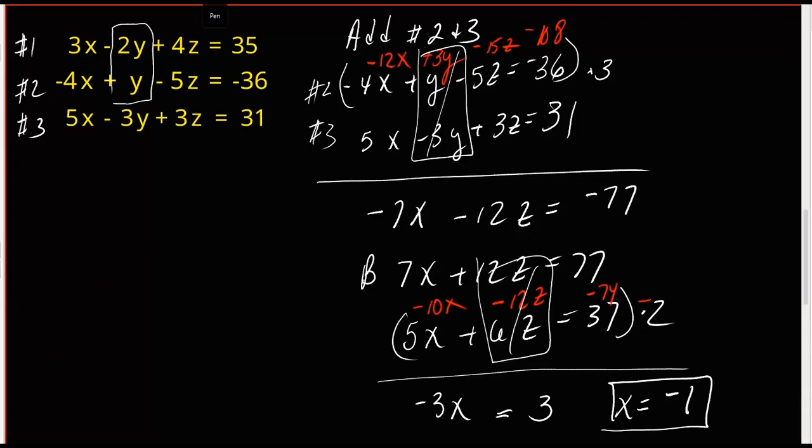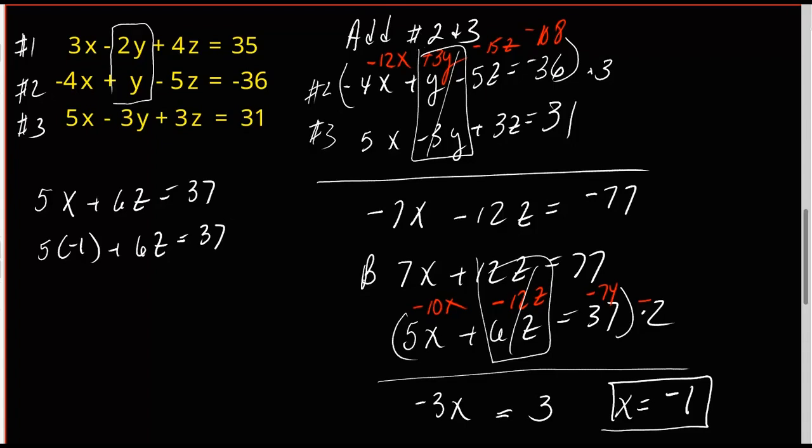Let's substitute the value of x into A. My A was 5x plus 6z equals 37. So that's going to be 5 times negative 1 plus 6z equals 37. So 6z, 37 plus 5 will give me 42. So z is equal to 42 divided by 6, which is 7. So z is equal to 7.